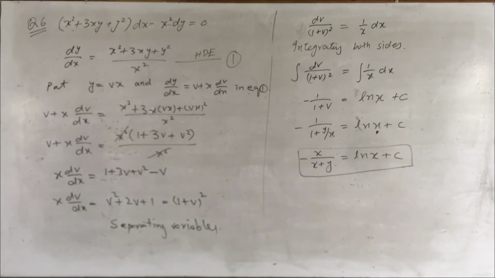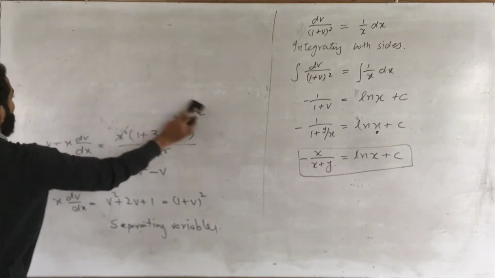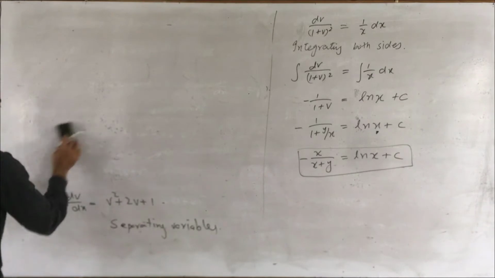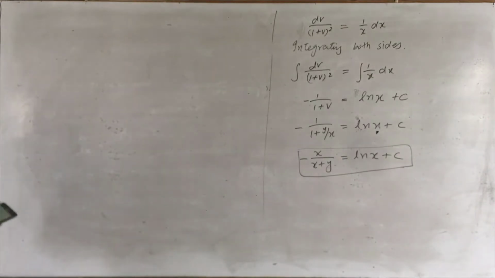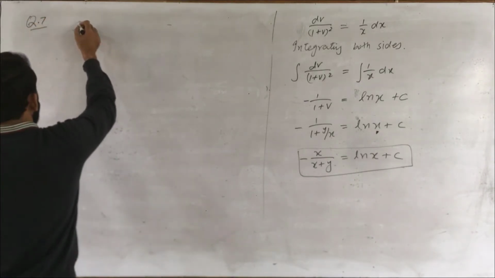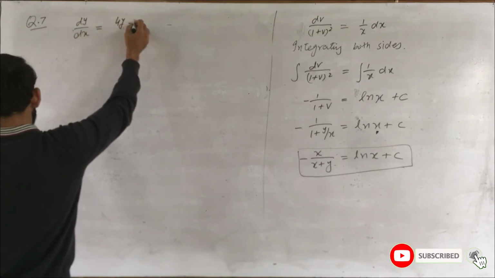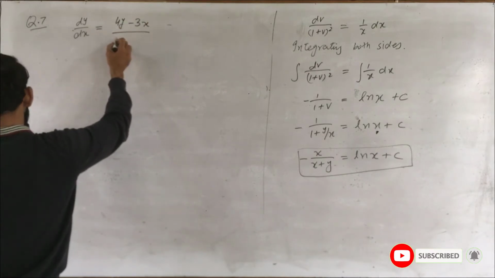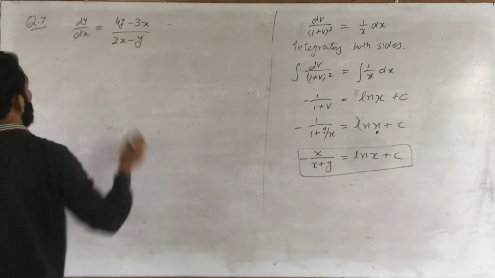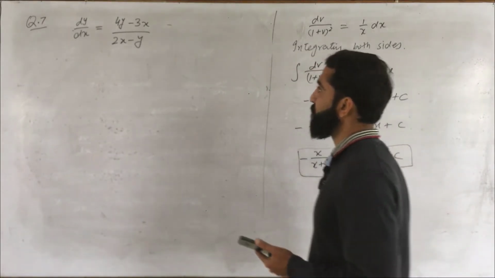Now I am going to solve question number 7, which is an important question. Question number 7: dy over dx is equal to (4y minus 3x) divided by (2x minus y). It is clear that at this stage it is a homogeneous differential equation.